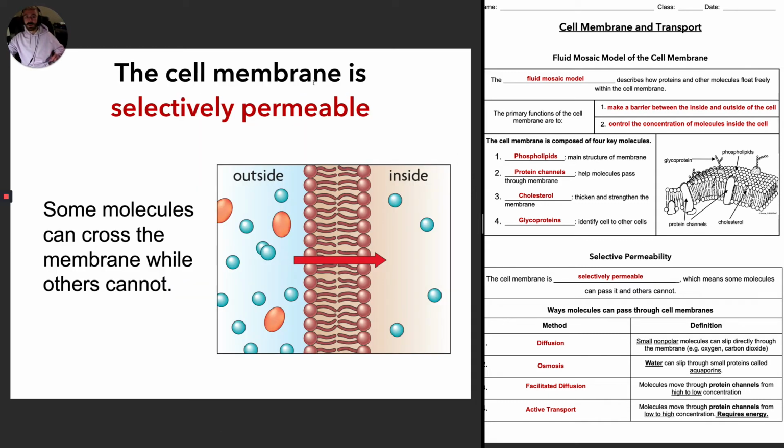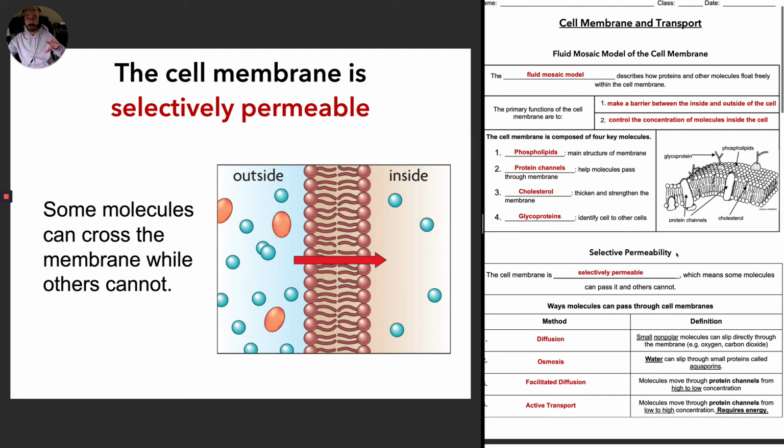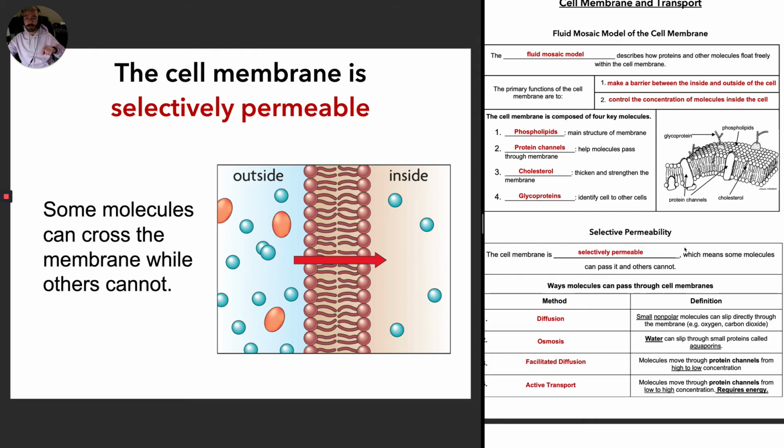So the cell membrane, we're moving on now. That was kind of the structure of the cell membrane itself, but now we're going to talk about some of the characteristics of it. And as far as the notes are concerned, we're actually only going to do this first page.